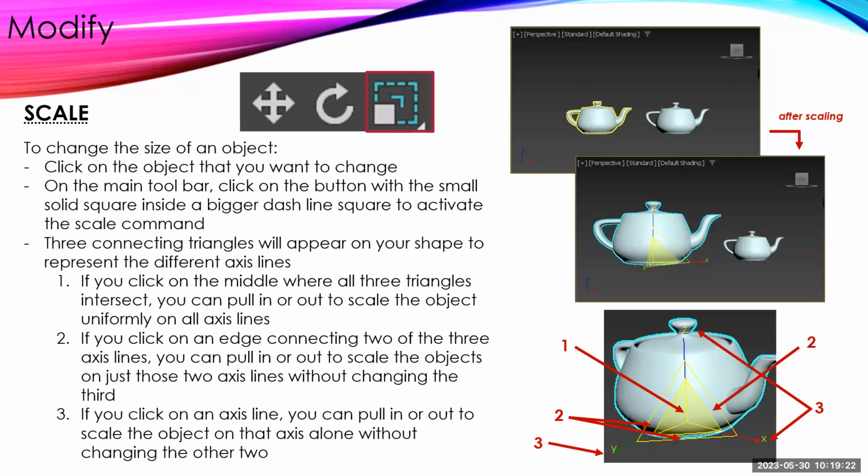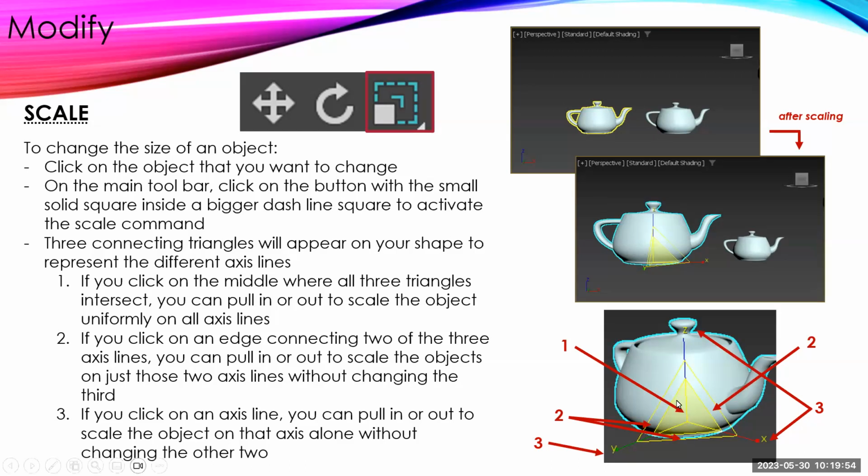Last, we have scale. And this is the button that has a little solid square with a larger dashed line square. For this one, 3 connecting triangles will appear on the shape to represent the different axis lines, and I did mark them down here. So this yellow triangle here, this will let you pull or squeeze in the object uniformly on all 3 axes.